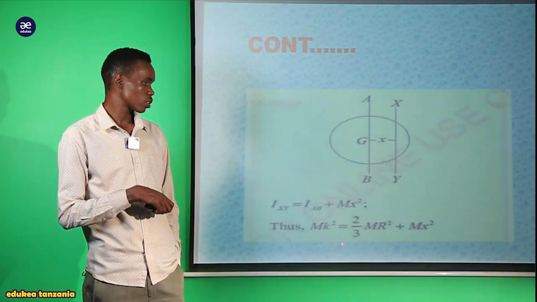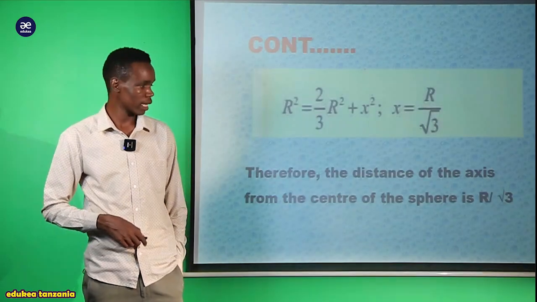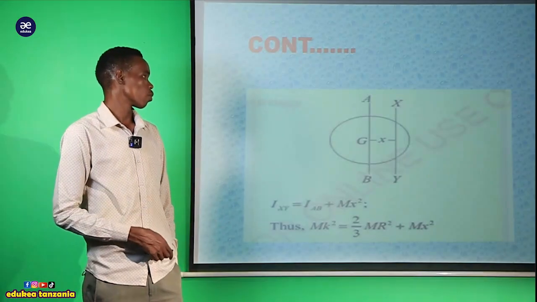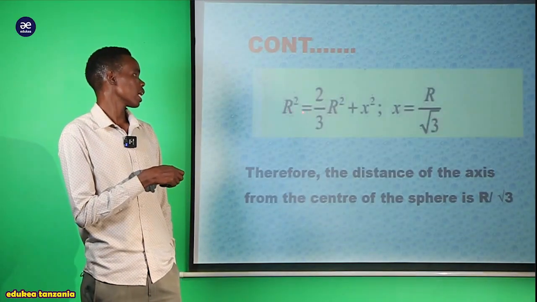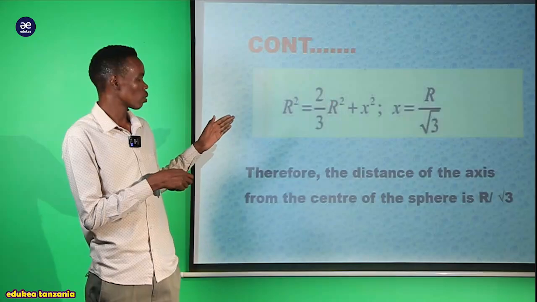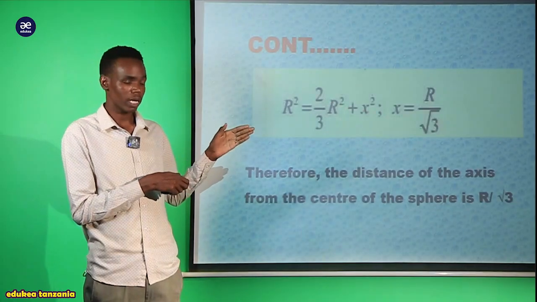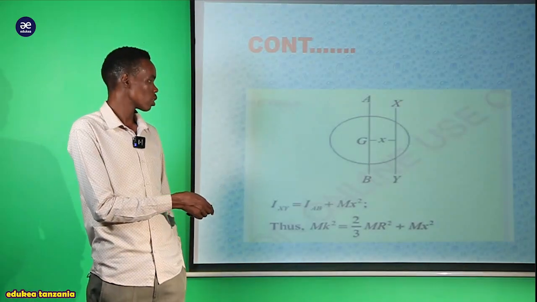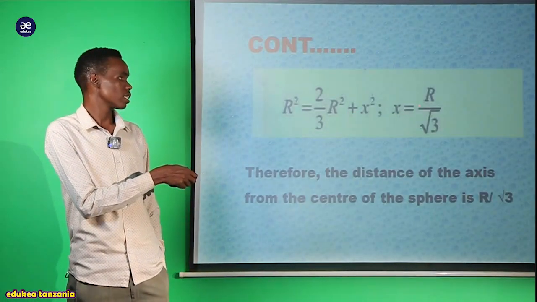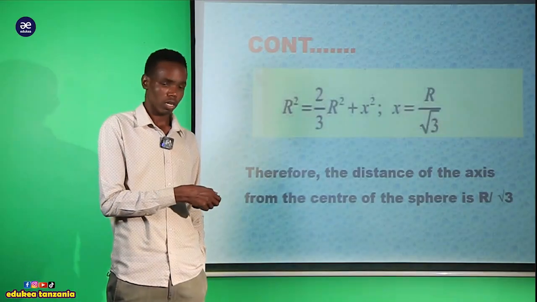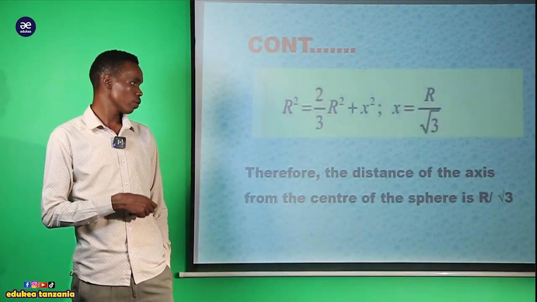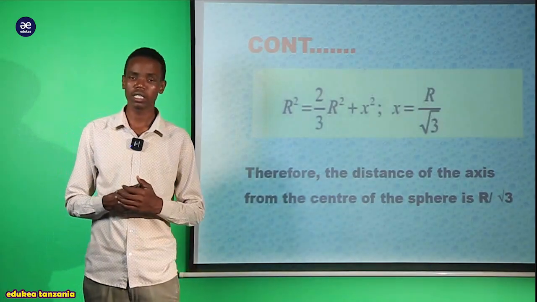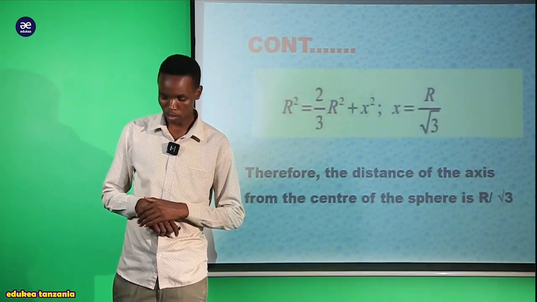So the aim of this is to get the radius of gyration. Making the radius of gyration the subject, because we have the same m, we get k squared must be equal to 2 divided by 5 r squared plus x squared. Since the radius of gyration equals r, we obtain x equal to r divided by radical 3. So we could conclude that the distance of the axis from the center of the sphere is equal to r divided by radical 3, my dear students.